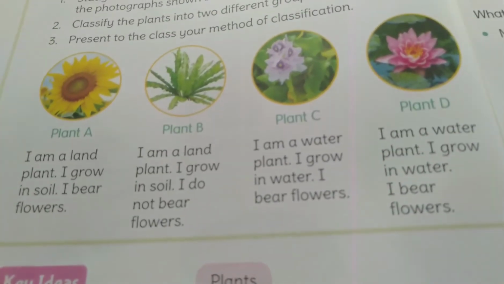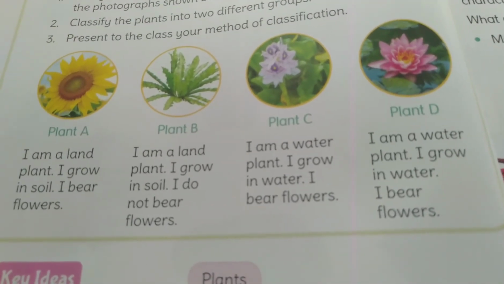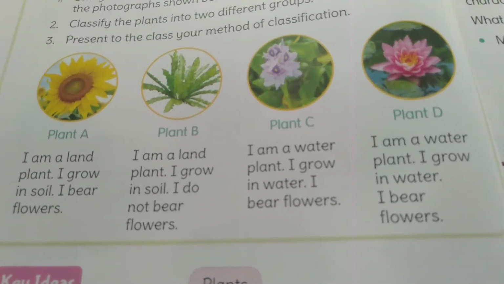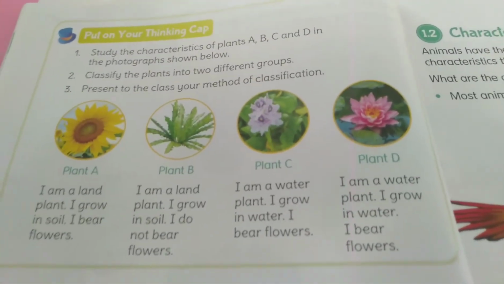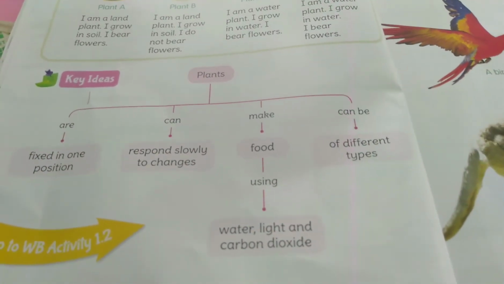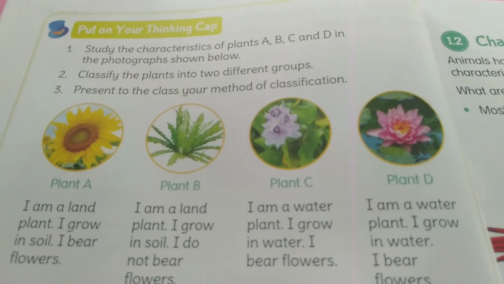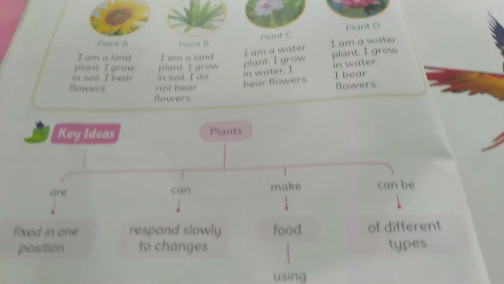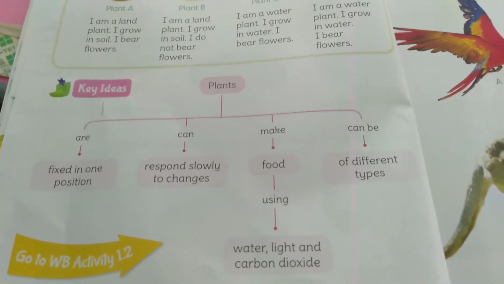So we have here plant A, plant B, plant C, and plant D. Okay, and you need to pass this next week. Understand, grade 3?